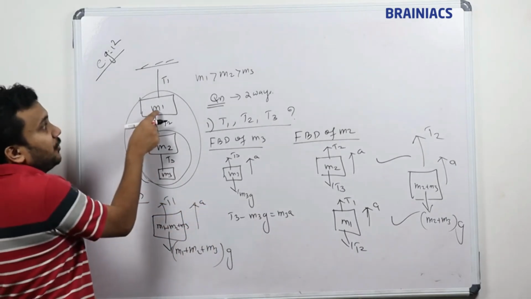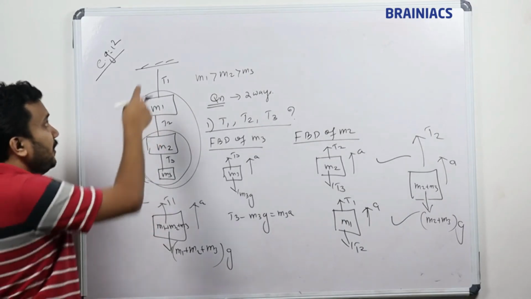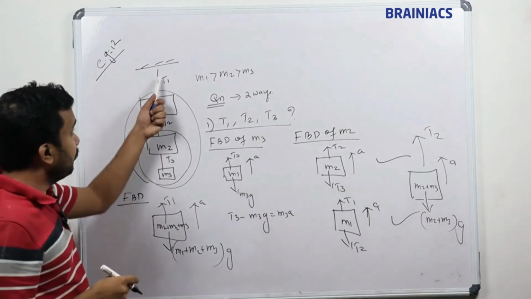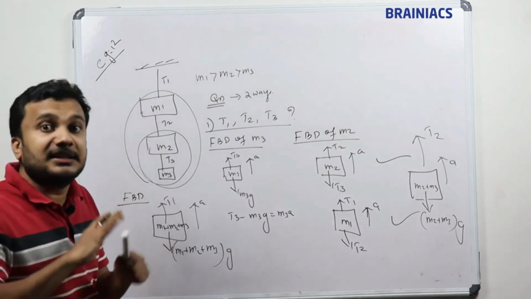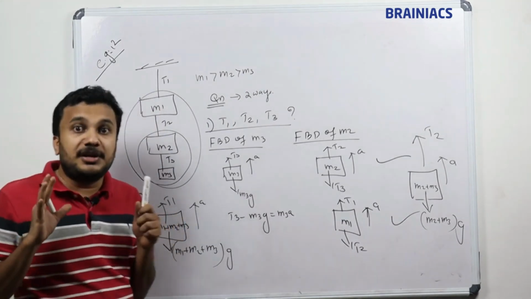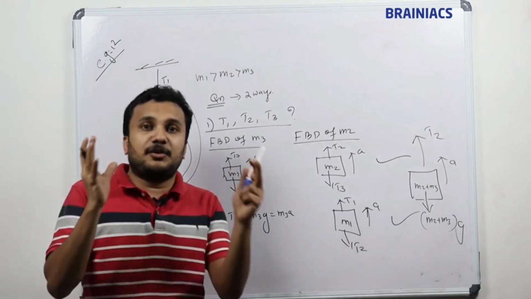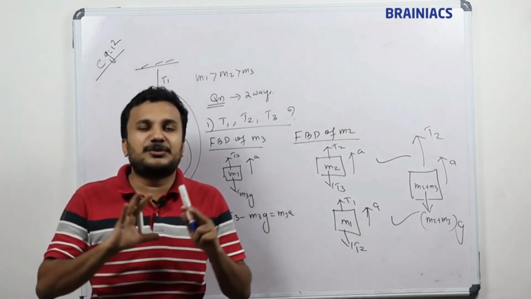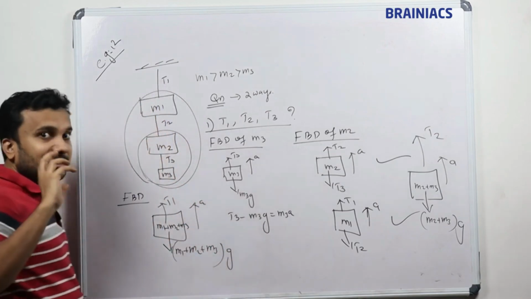Or the other option is to draw the free body diagram of M1. In that case, what do you have to do? T1 and T2 you have to mark. To find out T1, you need to get T2. So such complexities are there. Such complexities you can avoid if you have the option to combine and draw it. So things will be quite easier. Okay, so always think logically.